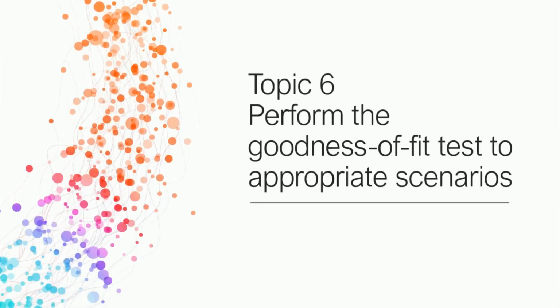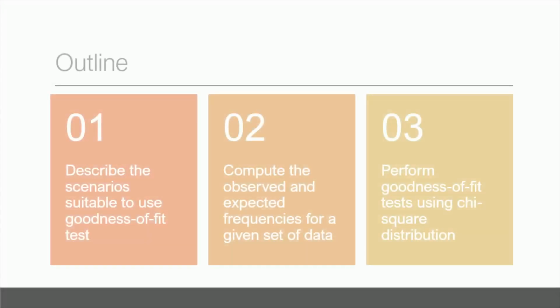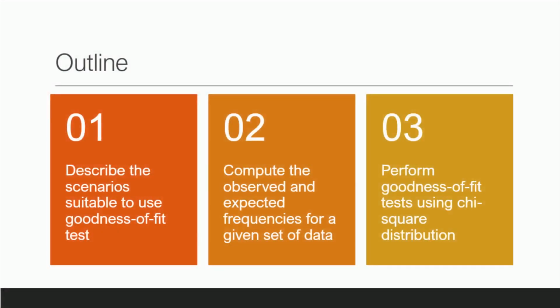Topic 6 is on goodness of fit test. There are 3 subtopics. Describe the scenarios suitable to use goodness of fit test. Compute the observed and expected frequencies for a given set of data. And perform goodness of fit tests using chi-square distribution.